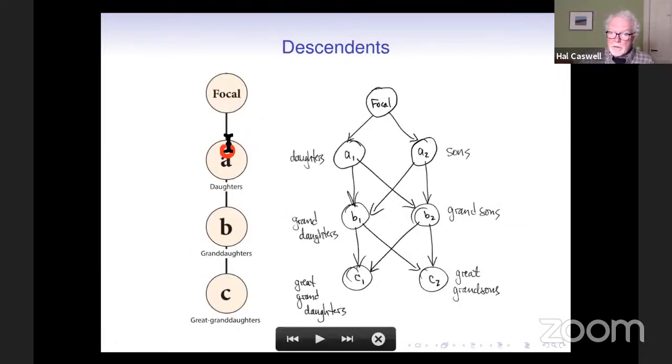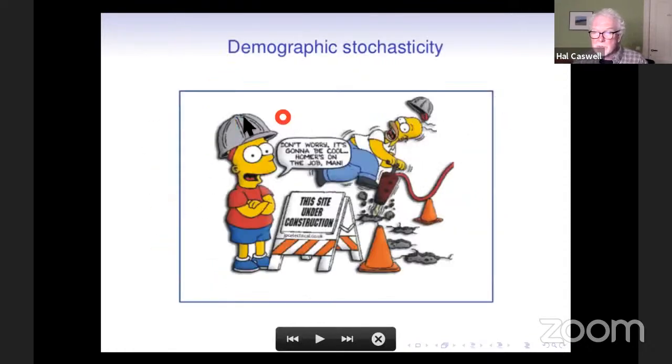The descendants have a different structure. Here's Focal's daughters, granddaughters, great-granddaughters. This is the classic version. Now we have Focal producing daughters and sons, these are children. Daughters produce granddaughters and grandsons. Sons produce granddaughters and grandsons. Granddaughters produce great-granddaughters and great-grandsons. So you have this nice pattern of the sexes producing each other in exactly the same way that happened here. And so the form of the model is exactly the same.